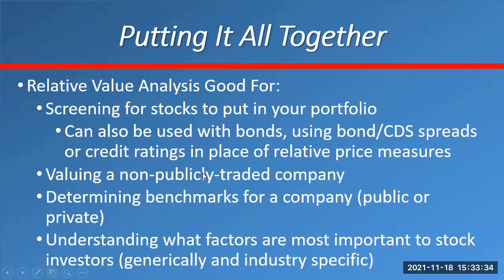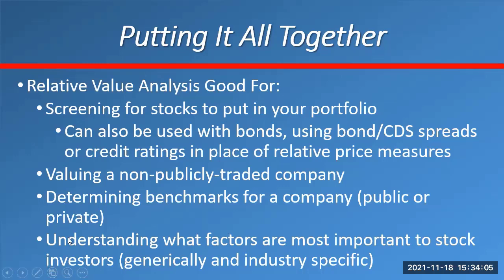Value in a non-public traded company. USAA sold off its investment firm. They probably used EV to assets under management to try to figure out how much to sell that to another entity. If they sold their bank, they would probably look at price to book. It can give you benchmarks for a company, private or public. You're trying to say, what should our gross margin be? And you look at your valuation and adjust it. HEB could do this. HEB could see what our gross margin should be, given what Kroger and Safeway and these other entities are doing.